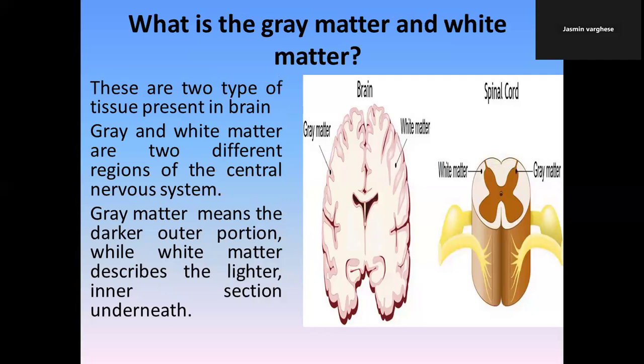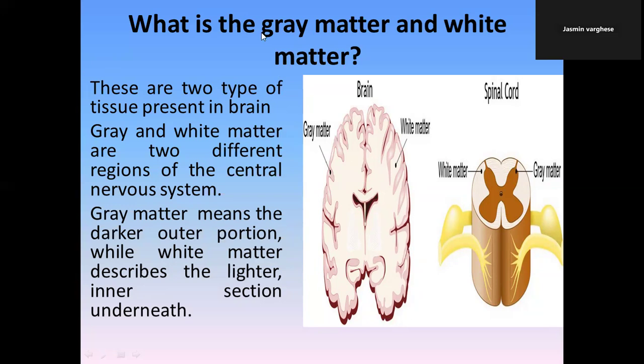Now we will see what gray matter and white matter are. Gray matter and white matter are the two types of tissue present in the brain. They are two different regions of the central nervous system. Gray matter is the darker outer portion of the brain. White matter is the inner lighter portion of the brain.